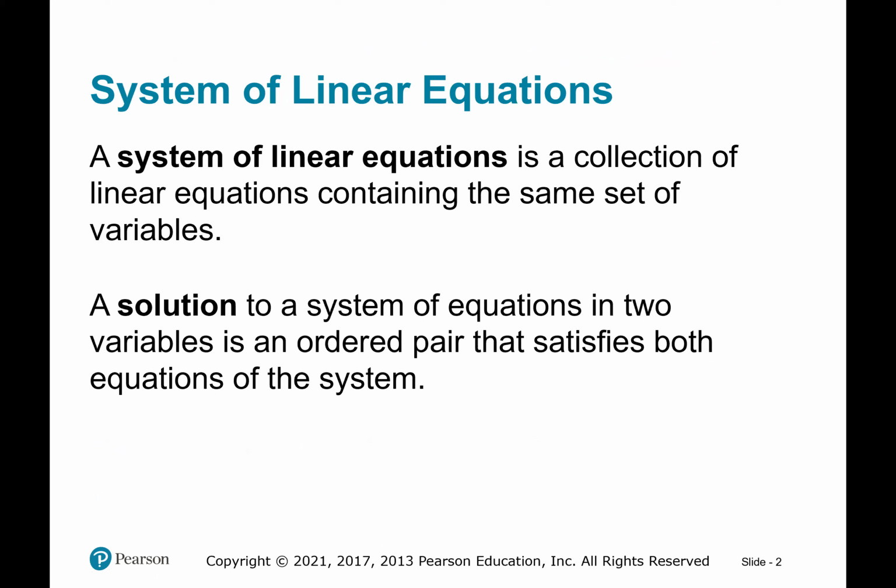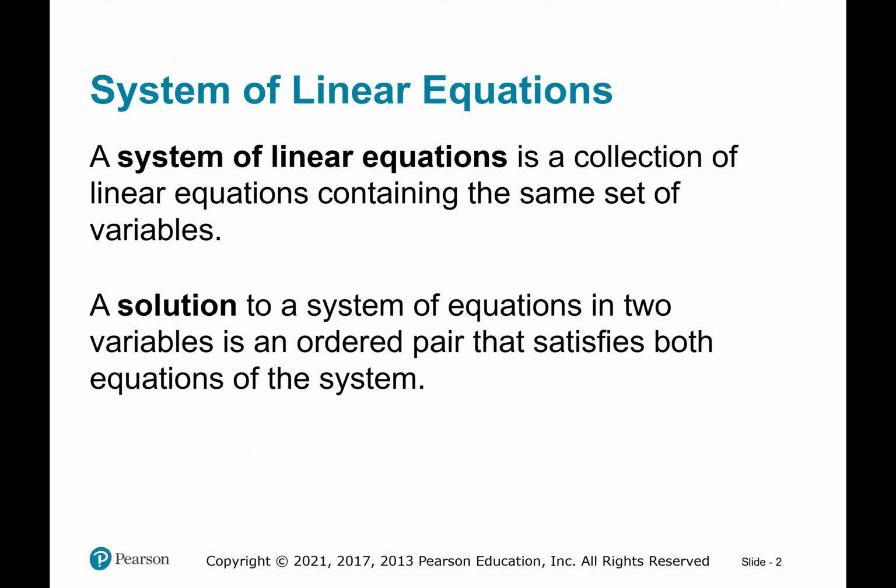A system of linear equations is a collection of linear equations containing the same set of variables. A solution to a system of equations in 2 variables is an ordered pair that satisfies both equations. So both equations are lines. Lines consist of an infinite number of ordered pairs. If the lines intersect, then there is an ordered pair that satisfies both lines. That ordered pair is the solution to that system of equations.